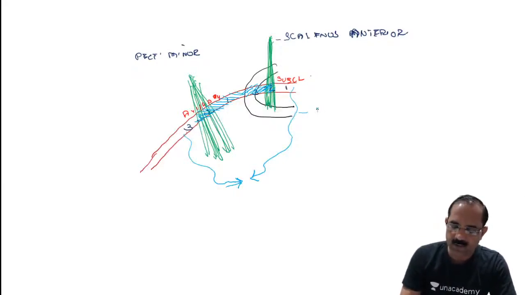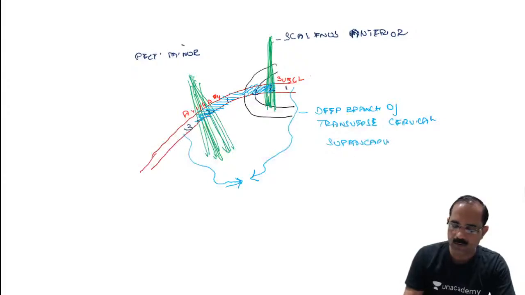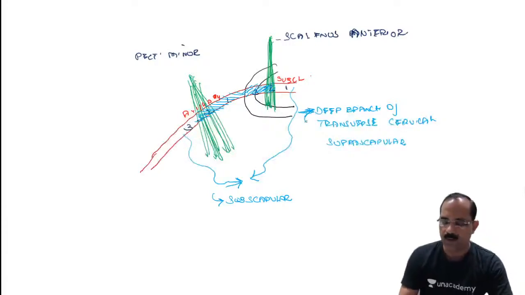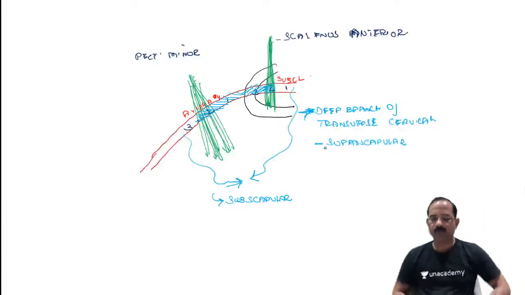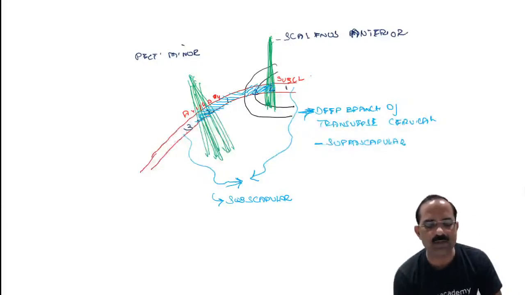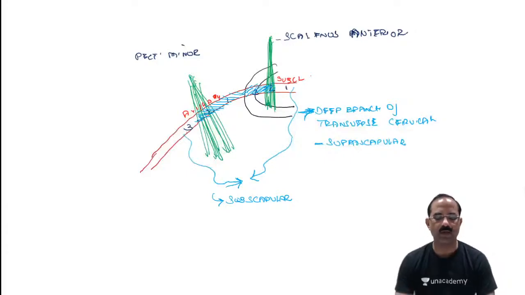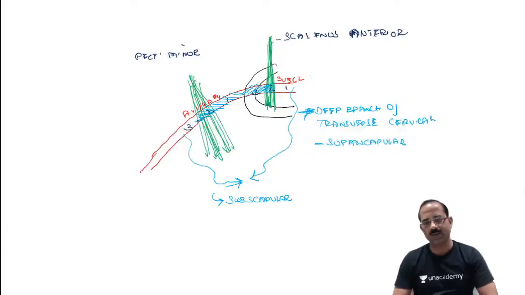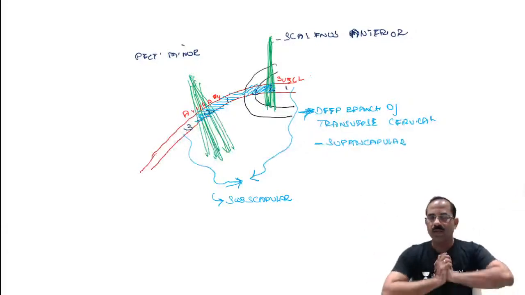Which branch of the subclavian? That's the deep branch of transverse cervical and suprascapular. These are the branches of the first part of the subclavian artery. And the branch of the third part of the axillary artery is the subscapular artery. So that's how the anastomosis is formed. See what option is given and answer accordingly.